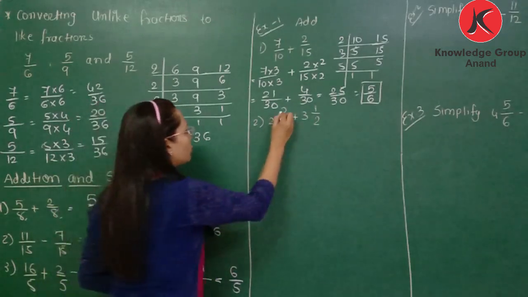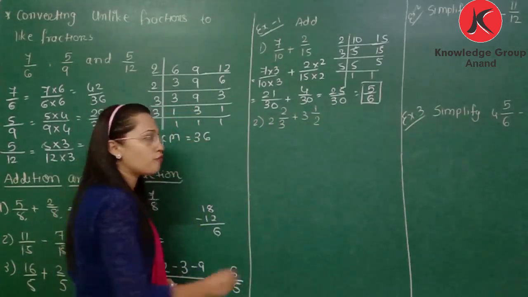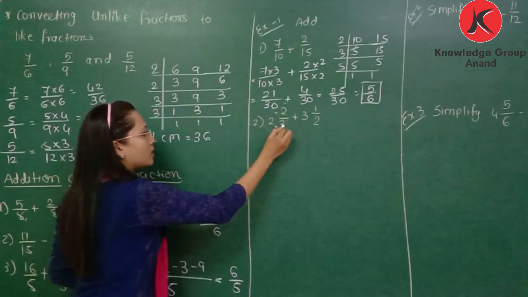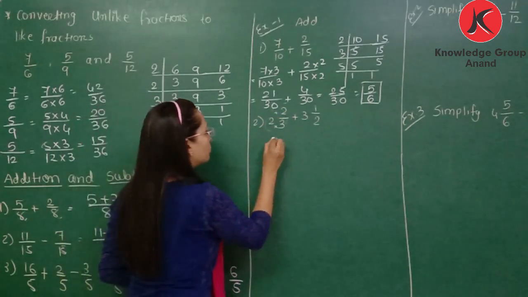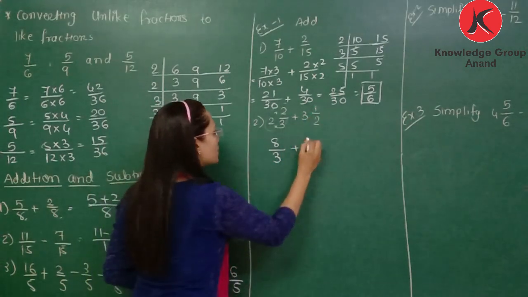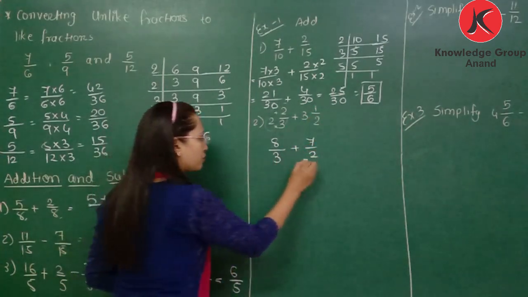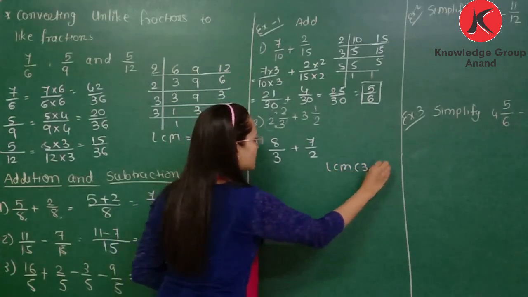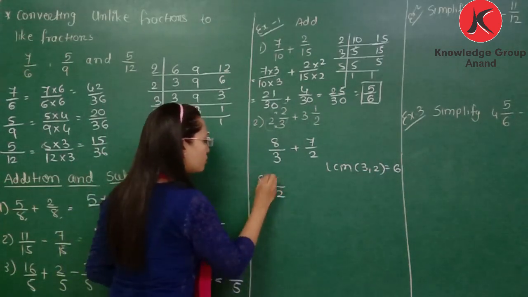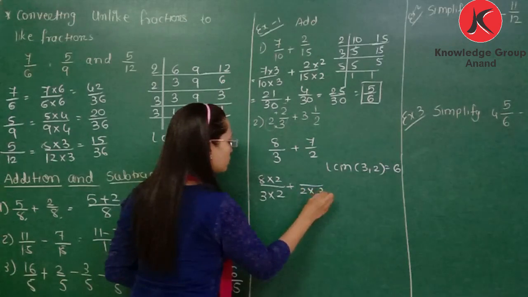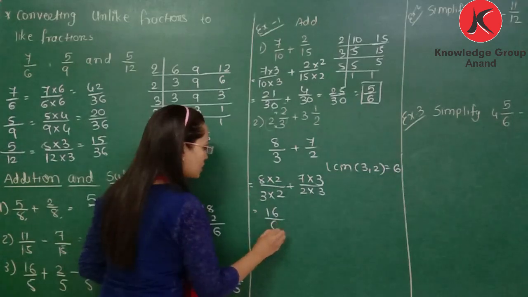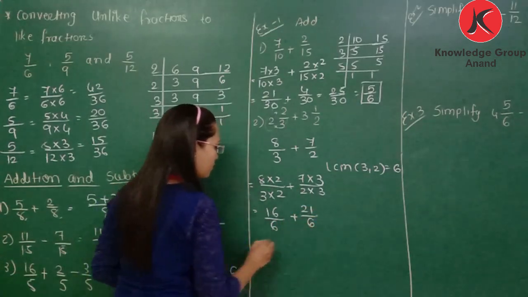Now next, 2 2 by 3 plus 3 1 by 2. So here first of all we convert these mixed fractions into improper fractions by multiply and add. 3 2s are 6 plus 2, 8 by 3, plus 2 3s are 6 plus 1, 7 by 2. Now the LCM of 3 and 2 is 6. So here 3 needs to multiply with 2 and 2 needs to multiply with 3, so same in the numerator. Now we have 8 2s are 16 by 6 plus 7 3s are 21 by 6.